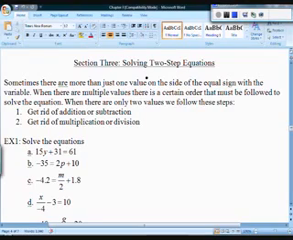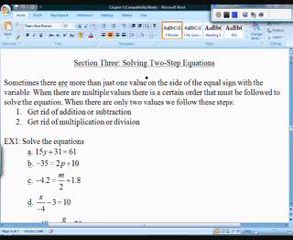This is very important, guys, that you know what order to go in. This ranks up there with Please Excuse My Dear Aunt Sally. This is the Please Excuse My Dear Aunt Sally of solving equations. We get rid of parentheses first if we have them. But for two-step equations, do you notice it's kind of backwards from Please Excuse My Dear Aunt Sally?